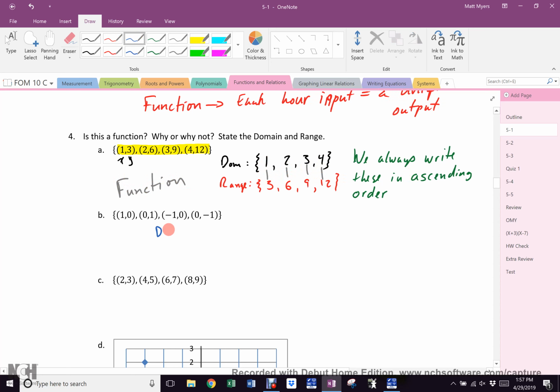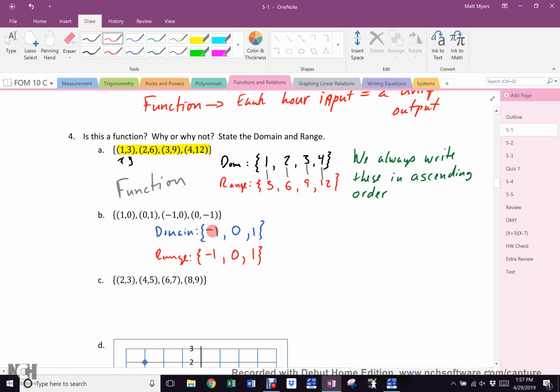What is my domain? -1, 0, and what? 1. Why didn't I write 2 zeros? Because it is the input. The input is 0. Right? What then is the range? What's the lowest range value? -1. Then what? 0, then what? 1. Now, is it a function?